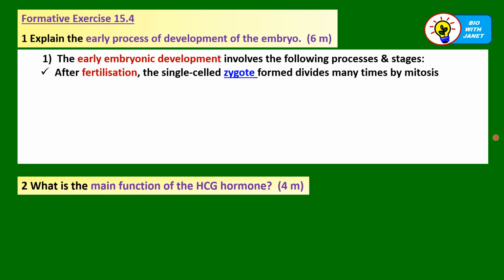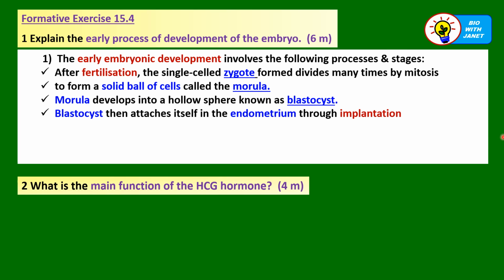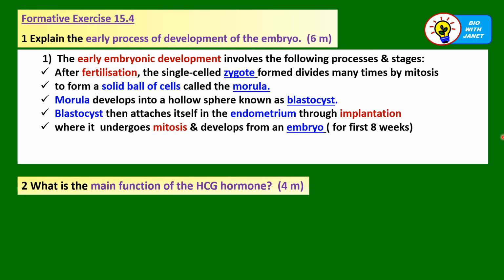Now after fertilization, the single-celled zygote divides many times by mitosis. So the processes are all in red, and then the stages are in blue. So the zygote divides many times by mitosis to form a solid ball of cells called the morula. Next, the morula develops into a hollow sphere known as the blastocyst. Then the blastocyst attaches itself to the endometrium through implantation, where it undergoes further mitosis and develops from an embryo for the first 8 weeks to become a fetus from the 9th week till birth.